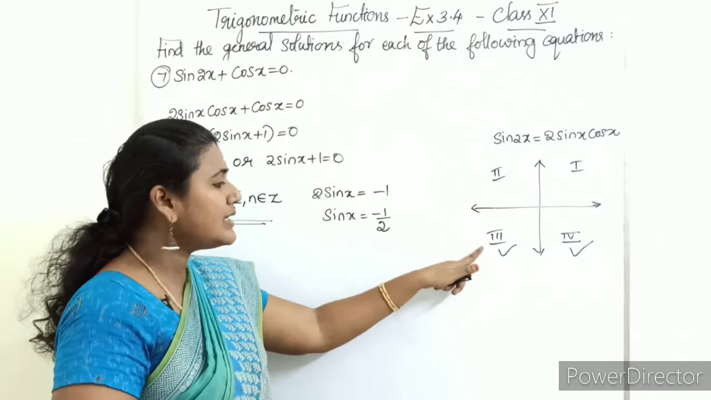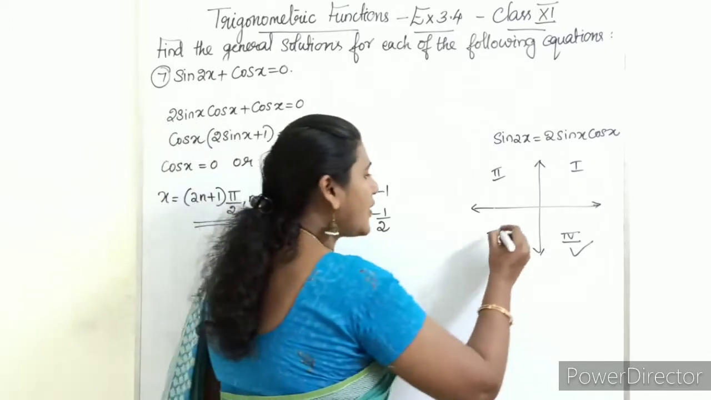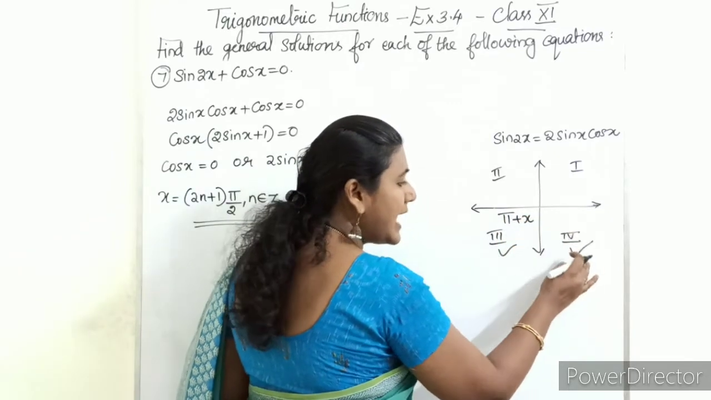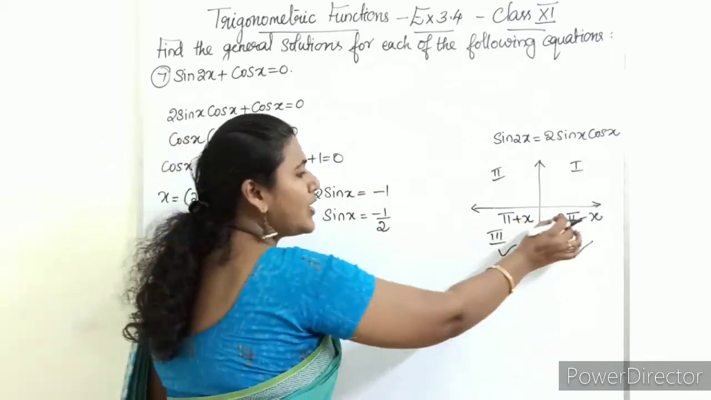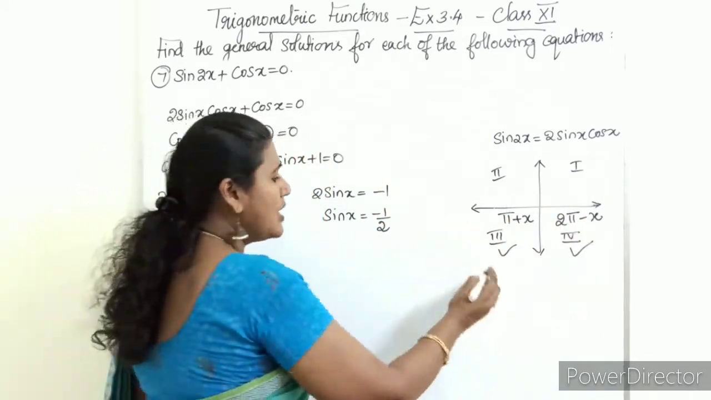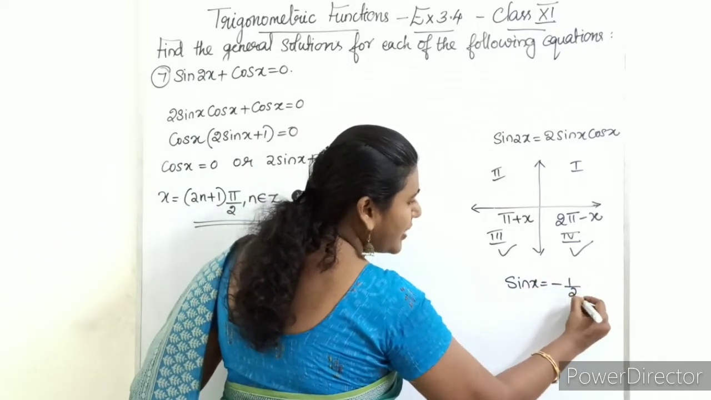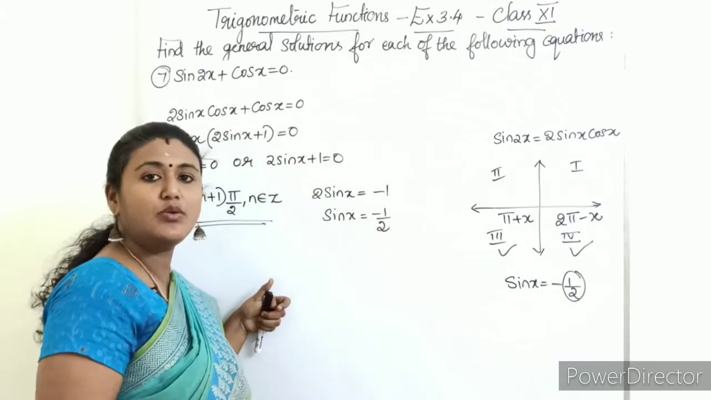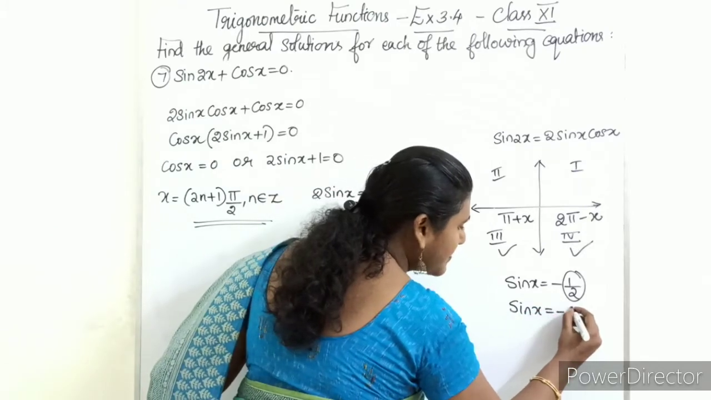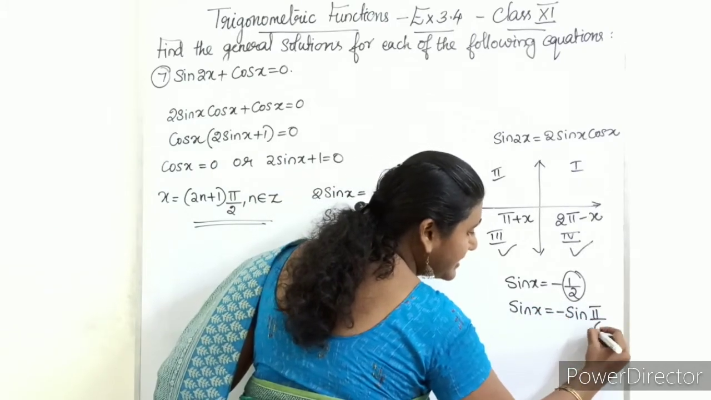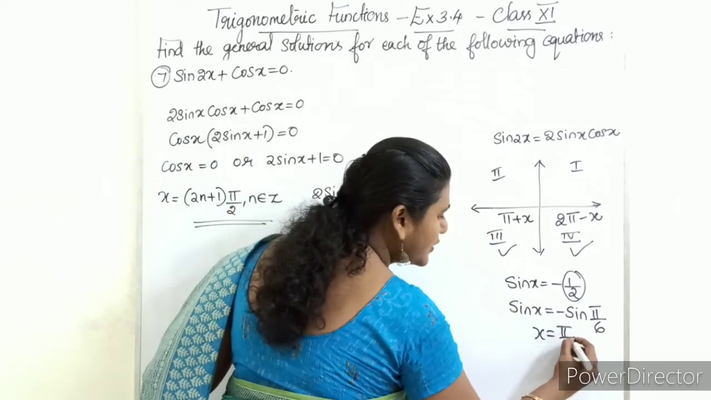So we will find the angle in the third quadrant. What is the formula? How will you find the angle in the third quadrant? The formula is pi plus x, and in the fourth quadrant the formula is 2 pi minus x. So any one of these values we will calculate now. So sin x is equal to minus 1 by 2. For which angle is the sin value 1 by 2? 30 degrees. So we can write sin x is equal to minus sin pi by 6, since 30 degrees means pi by 6. So what is the value of x here? x is equal to pi by 6.